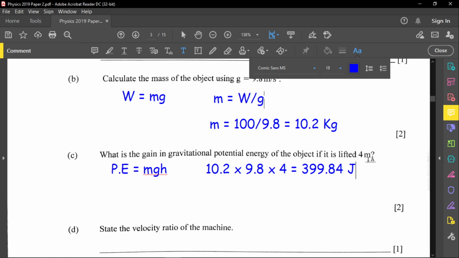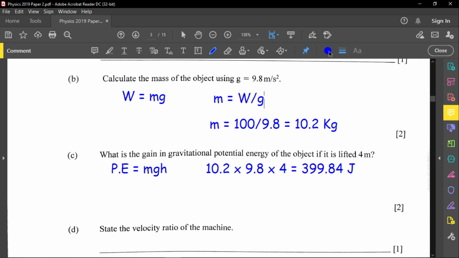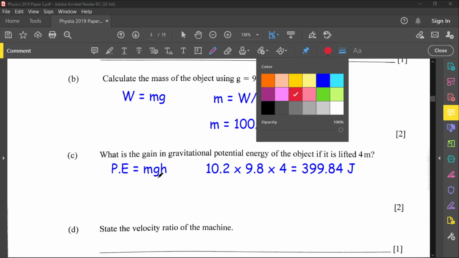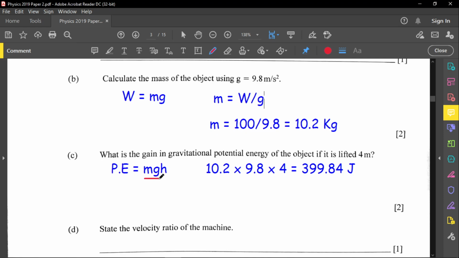I'm going to show you something here that you could do as an alternative measure in terms of calculating this thing. You don't need to go through this, but I just want to show you just in case. Remember mg, mass times gravity, is weight, right? So if we know the weight of the object, remember the weight is given in the diagram.